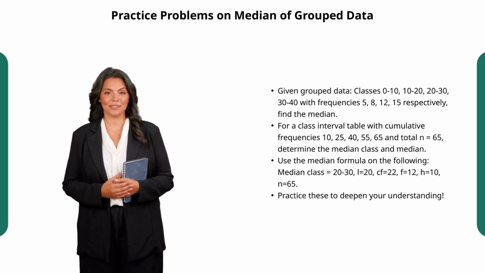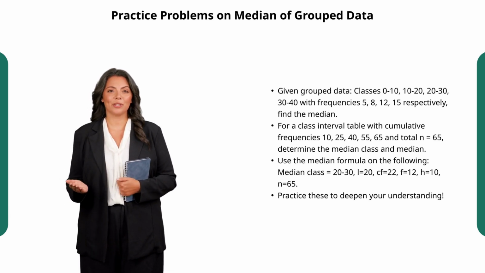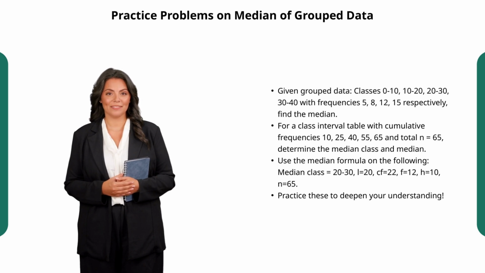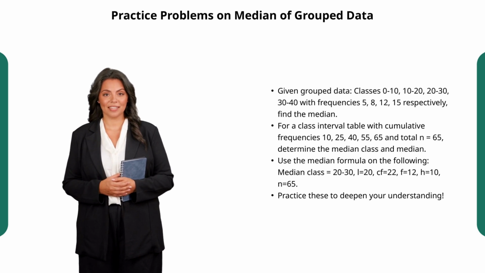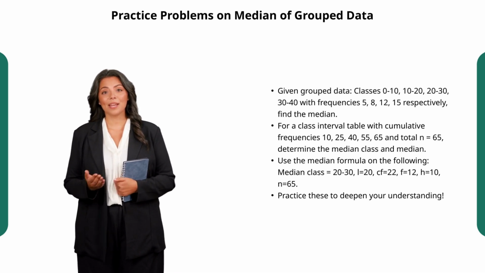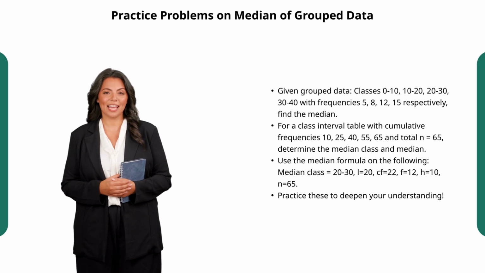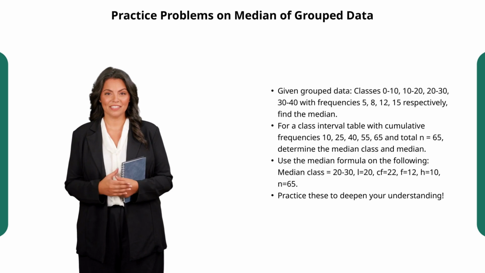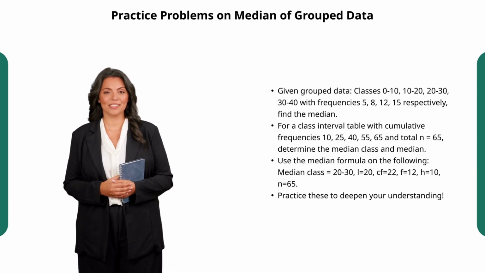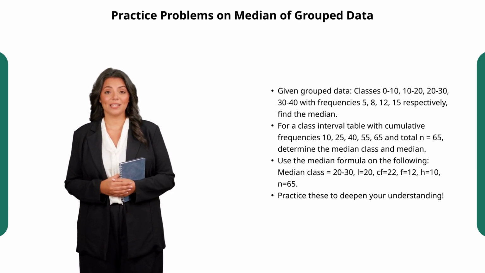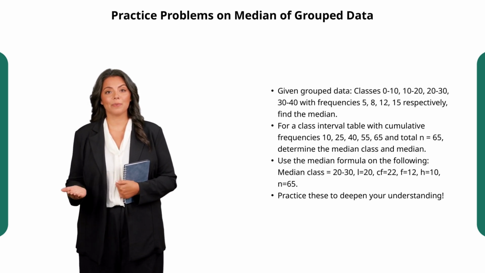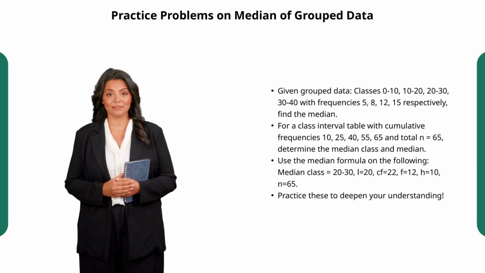The lower limit, L, is 20. The cumulative frequency before the median class, CF, is 22. The frequency, F, is 12. The class width, H, is 10, and the total number of observations, n, is 65. Working through these examples will strengthen your grasp on handling grouped data and finding the median accurately. Remember, practice makes perfect. An awesome mastery in statistics awaits you.